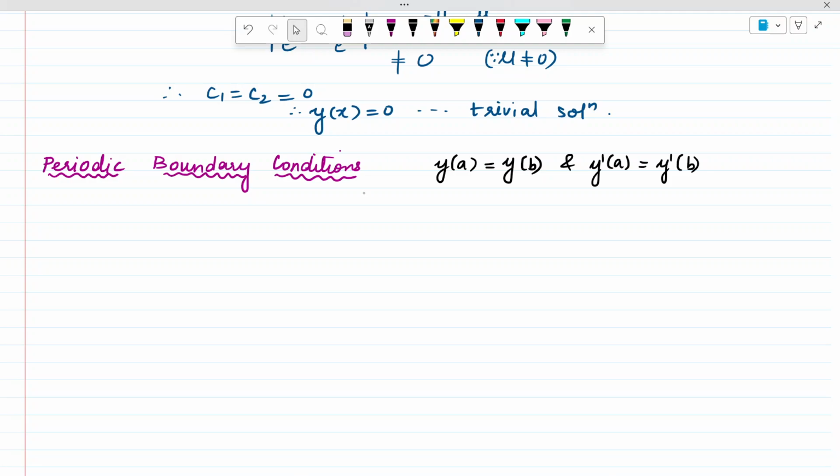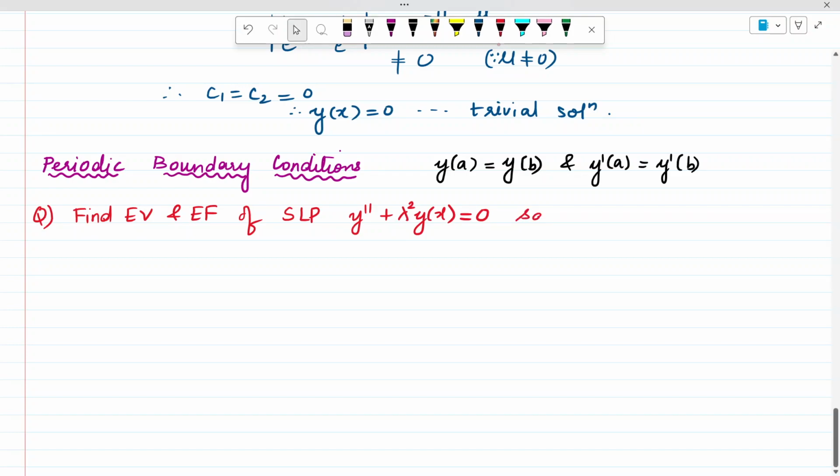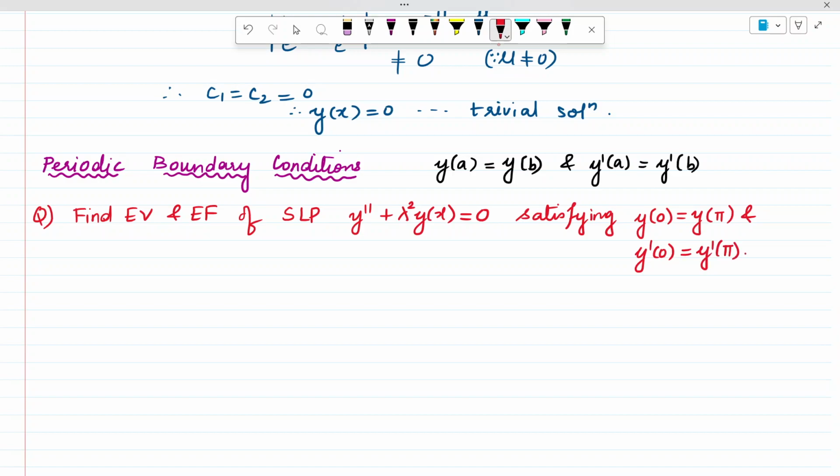So let's understand this again with the help of an example. The question remains the same. Find the eigenvalues and eigenfunctions of, again the same, okay, not exactly the same, Sturm Liouville problem, y double dash plus lambda square y of x equal to 0, satisfying the boundary conditions y of 0 is equal to y of pi, and y dash of 0 is equal to y dash of pi. Come on, give it a start.